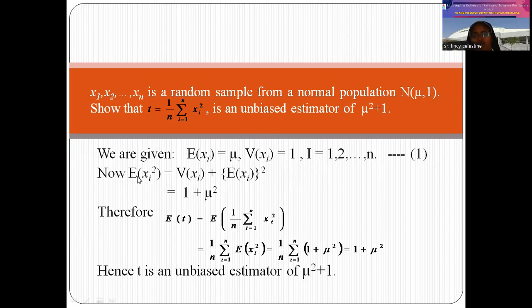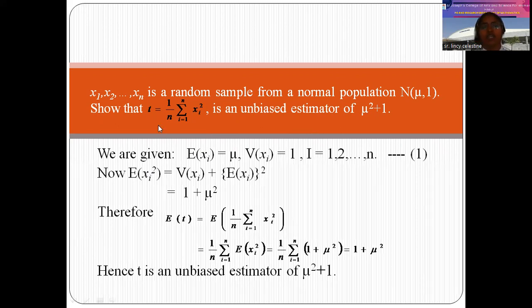Now we have to find xi squared. Since we are going to find xi squared here, we have to find the expectation value of xi squared. For expectation of xi squared, the formula is variance of xi plus expectation of xi the whole squared. We know the value of variance of xi and the value of expectation of xi. Variance of xi is equal to 1 and the expectation of xi is equal to mu. Therefore, expectation of xi squared is equal to 1 plus mu squared.